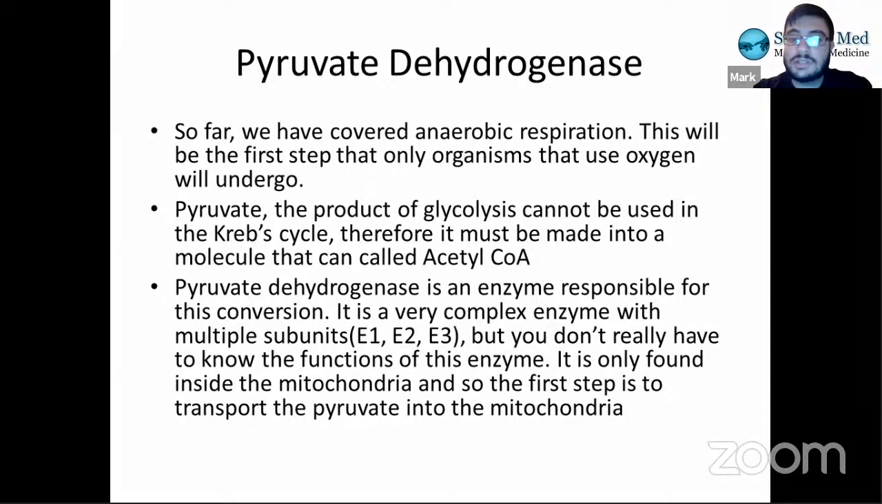Pyruvate dehydrogenase is an enzyme that is responsible for this conversion of pyruvate to acetyl-CoA. It's a very complex enzyme with multiple subunits. I'm sure if you took a biochemistry class, you would have learned about it. It has multiple subunits, E1, E2, E3, and they all have very unique functions, but you don't really have to know that for this exam, for the MCAT.